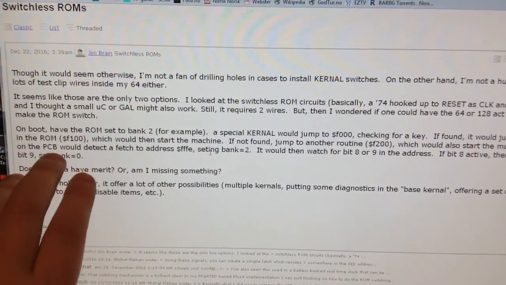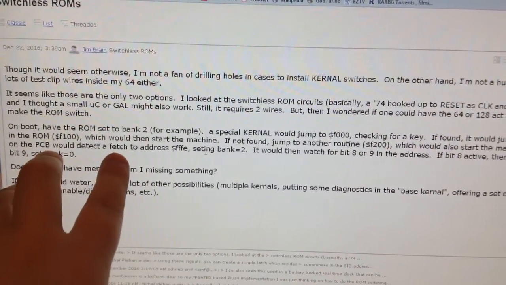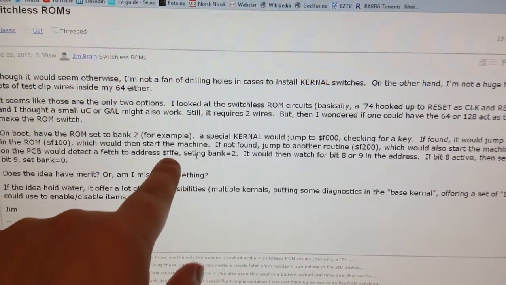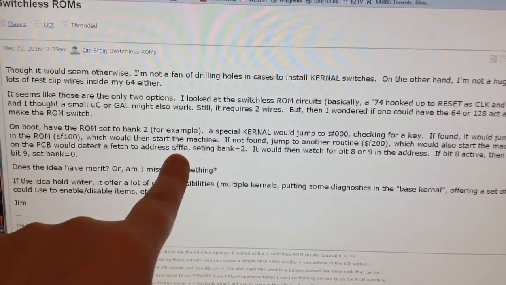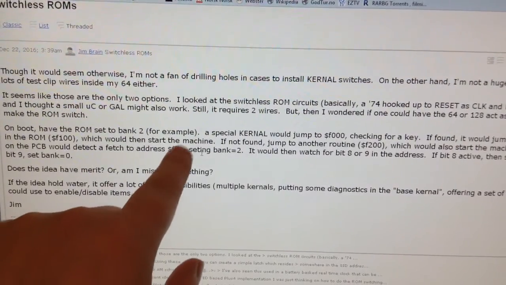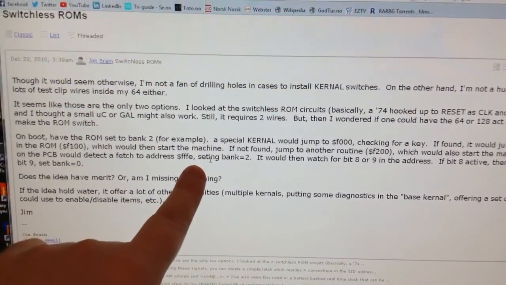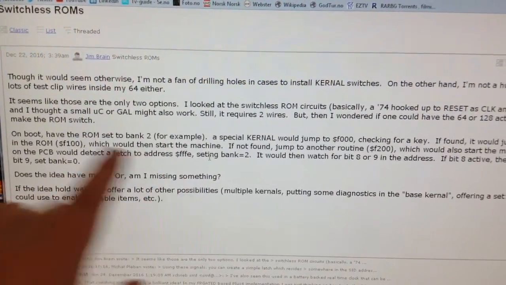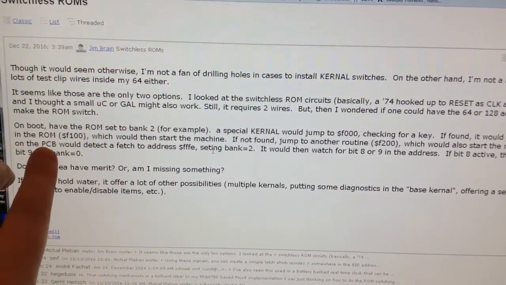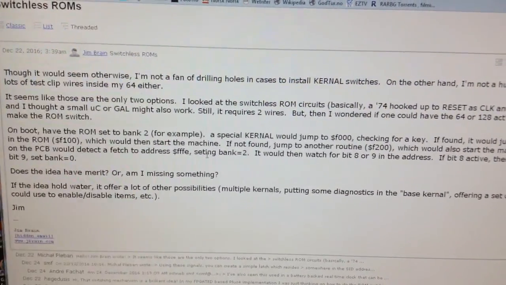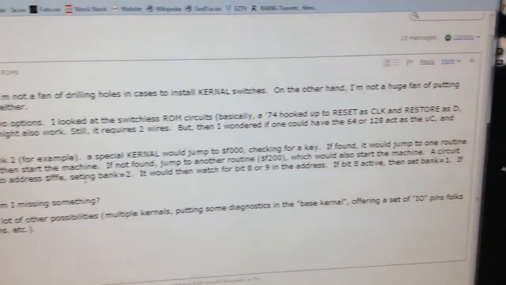And then when there's a fetch on address FFFE, that means the computer wants to start. So when it fetches at FFFE, then it gets the address to the start of the kernel, or where it wants to start the kernel. So then you have a detection such that you can latch.